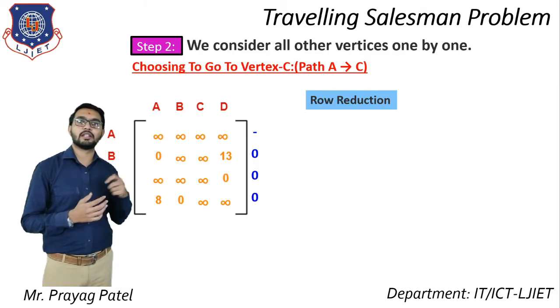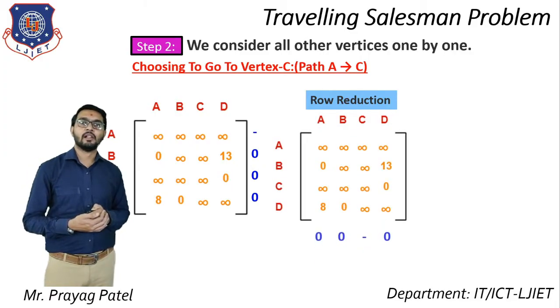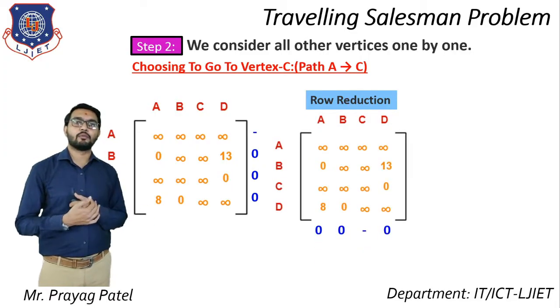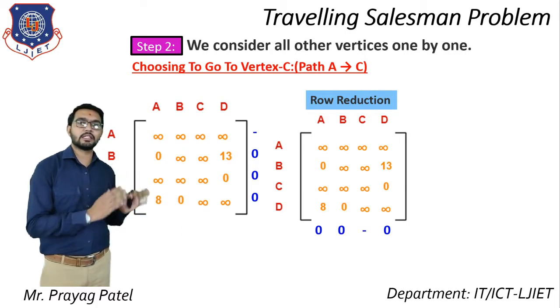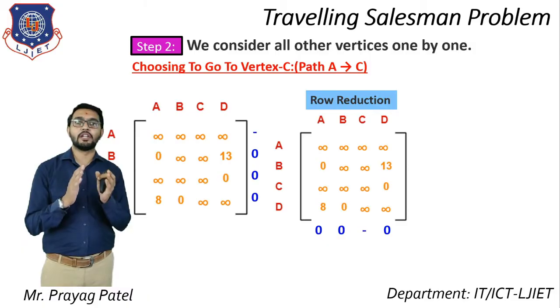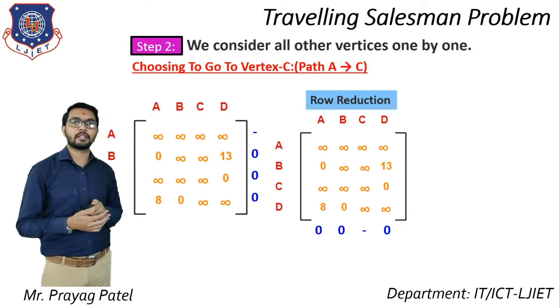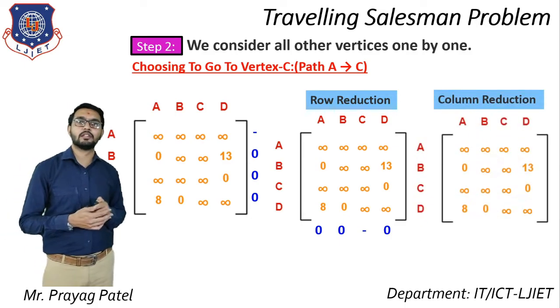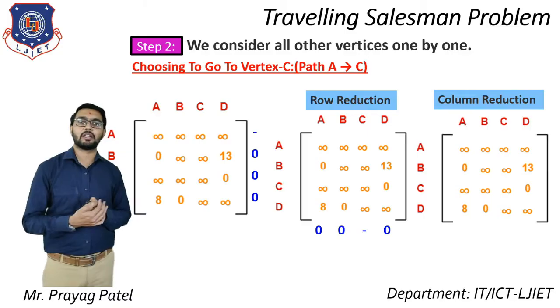Now consider this same matrix as your resultant matrix after the row reduction. Now consider the column reduction. For the column reduction, consider each and every column. Here each and every column contains a 0 value. So we can say that this matrix is already a column reduced matrix. So the column reduced and row reduced matrix is considered as your last matrix.